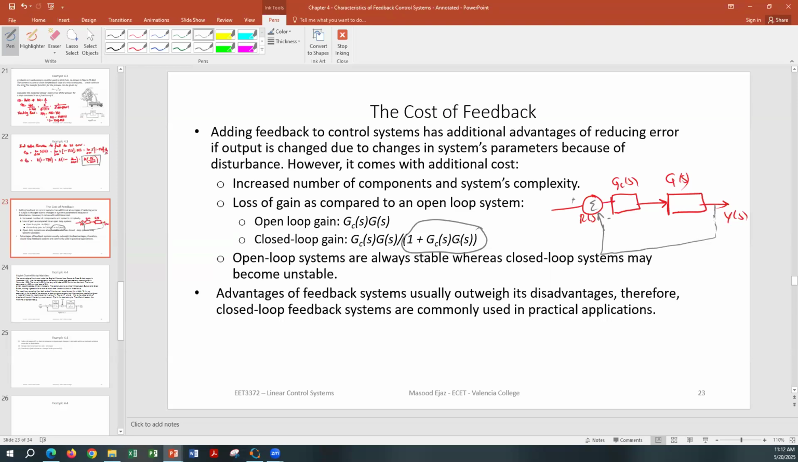So 3 points are given here. And these 3 points basically are disadvantages of closed loop system. But the advantages of the feedback system basically outweigh its disadvantages. So most of the systems, that's why practical systems, they are closed loop systems. Most of the systems that you create for your senior design are always closed loop systems.